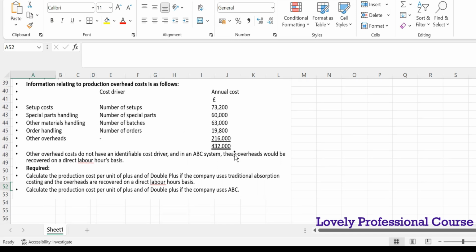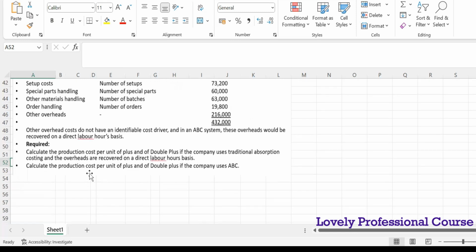Now, continuing the question, they are saying other overhead costs do not have an identifiable cost driver, and in an ABC system, this overhead would be recovered on a direct hour basis. Dear learners, what do you understand from this? It means on other overheads, we have to use direct labor hour as our cost driver for apportioning it.